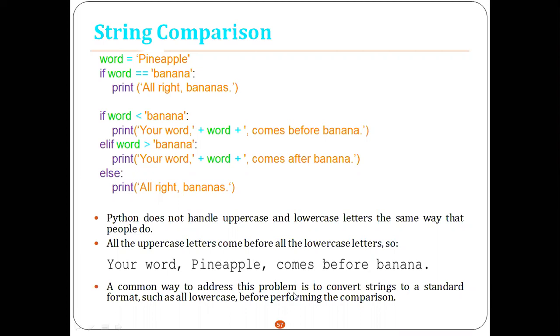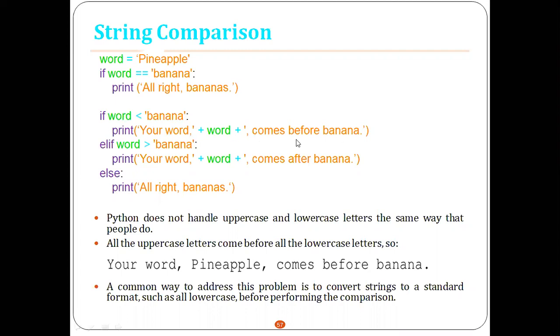A common way to address this problem is to convert strings to a standard format, such as all lowercase letters, before performing the comparison. This P is a capital letter, and its ASCII value is lesser than b. Each character will get compared. P has a lesser ASCII value than b. That's why this condition is true, that is, word is lesser than banana, and your word pineapple comes before banana.